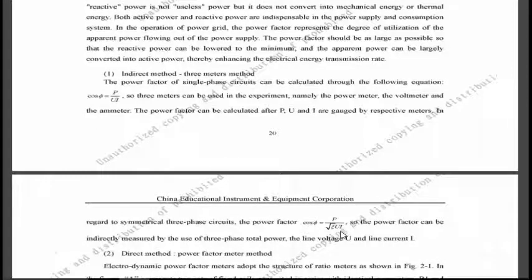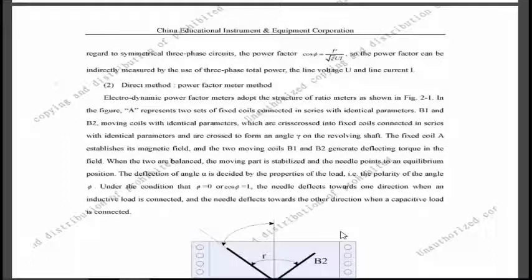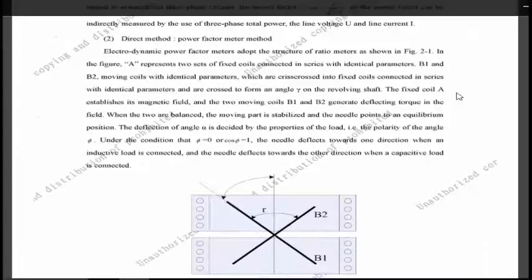Now let's see the direct method. The direct method uses the electrodynamic power factor meter, which adopts the structure of a ratio meter as shown in figure 2-1. So this is figure 2-1. This is the structure of the power factor meter here.